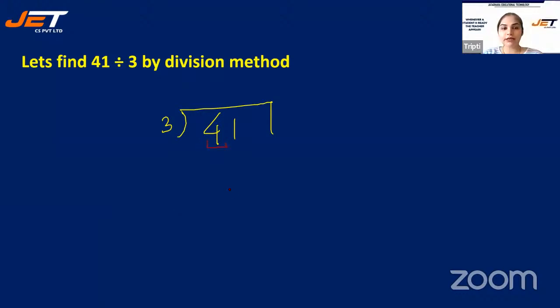Do I see 4 in the table of 3? No. But what is less than 4 in the table of 3? 3. 3 times 1 is 3. And you know the first step is to check. We have checked. 3 times 1 is 3. Second step, subtract. Let's do the subtraction. 4 minus 3 is 1. Next step after subtraction is bring down. Okay, let's bring down 1.